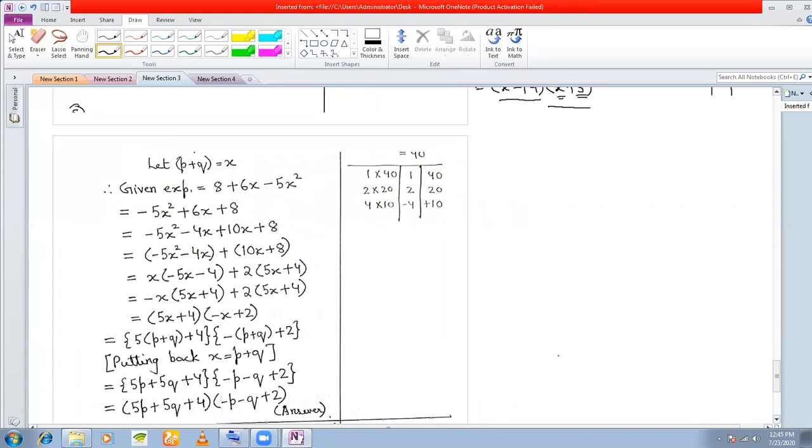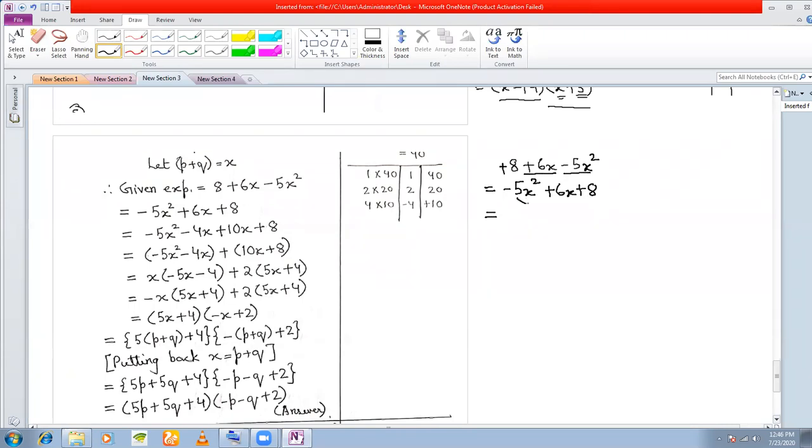Look at this. 8 plus 6x minus 5x square. In this expression, clearly this is starting from the power 0 or the constant term. So first I arrange it starting with the highest power of x. So I write it as minus 5x square. This term I write first. Next plus 6x I write. And here I have a plus, so I write a plus 8. So now I've got descending powers of x.